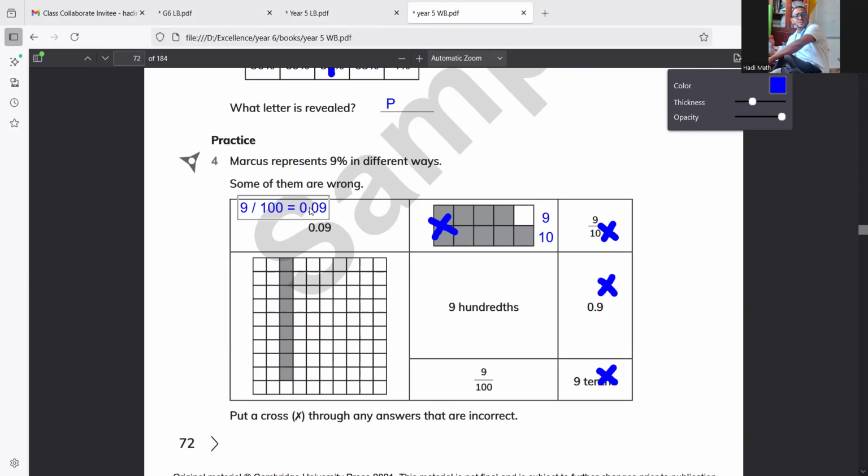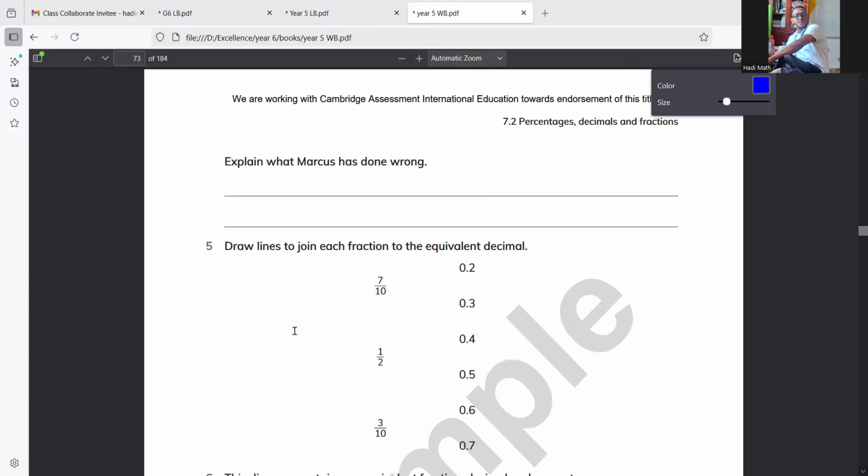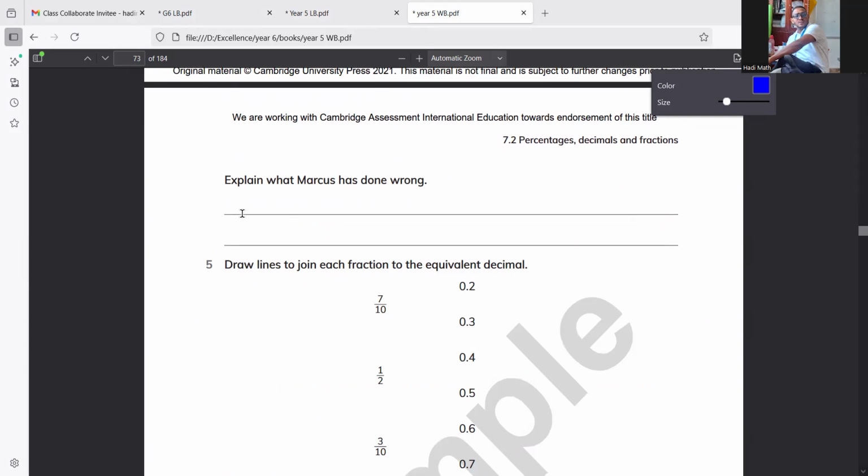So this will be your options. Let's go to the question after. Let's explain what Marcus has done wrong. Okay, we said Marcus should, or Marcus must, put 9% as 9 over 100.